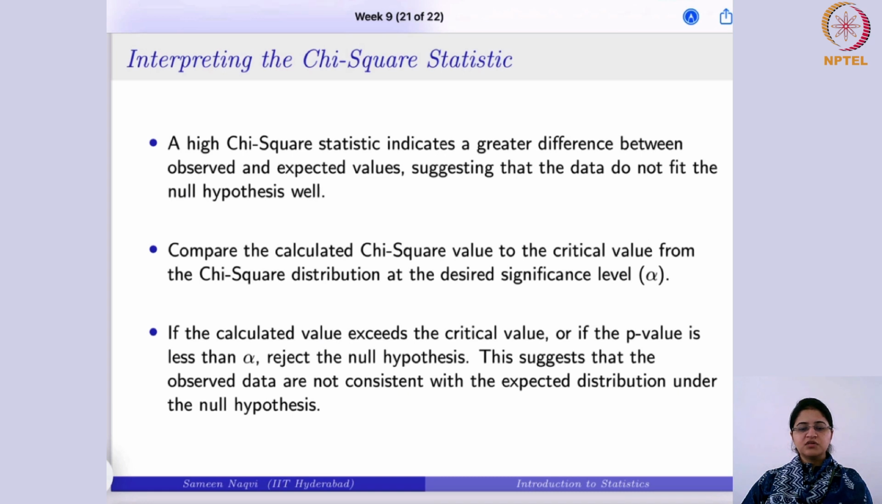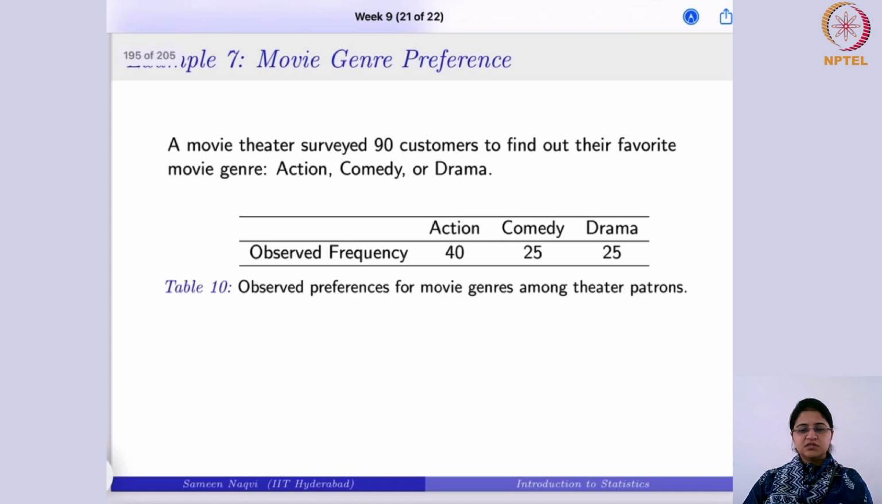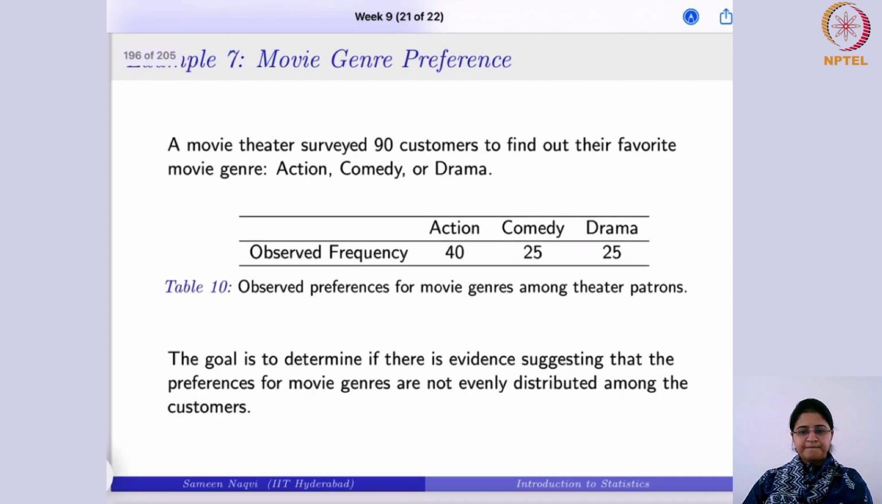Okay, so here you have to see whether the sample data set that you have obtained is coming from the specified distribution or not. To understand this, let us consider the example over here. A movie theater surveyed 90 customers to find out their favorite movie genre, action, comedy or drama, and this is the observed frequency that they obtained for each of these levels. The goal is to determine if there is significant evidence suggesting that the preferences for movie genre are not evenly distributed among the customers.